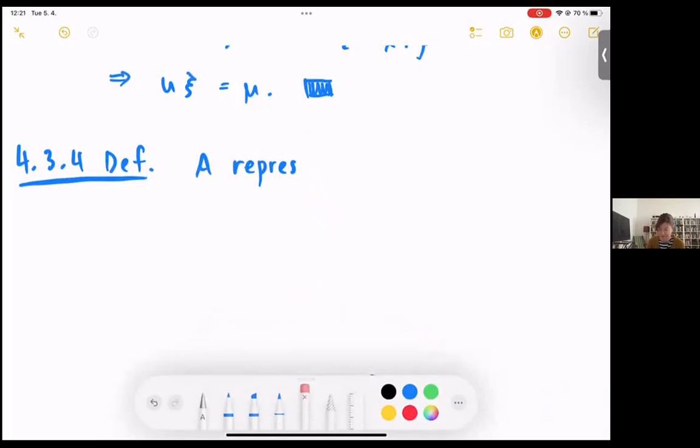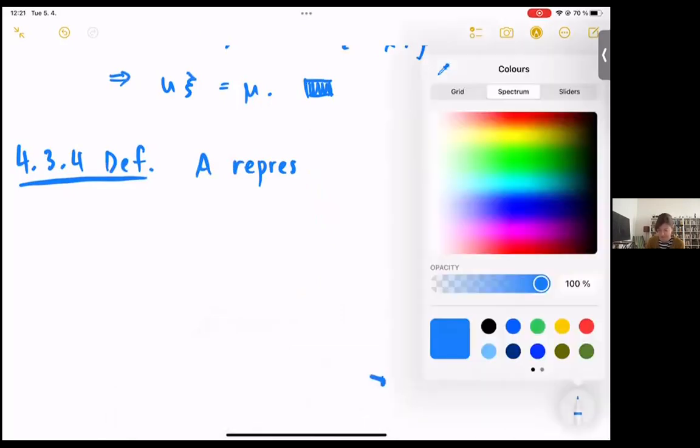I don't know why my pen goes crazy like that sometimes, sorry.